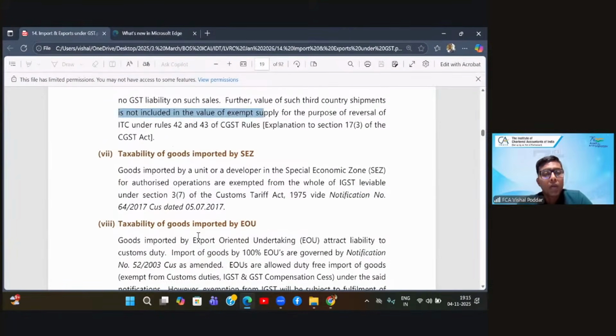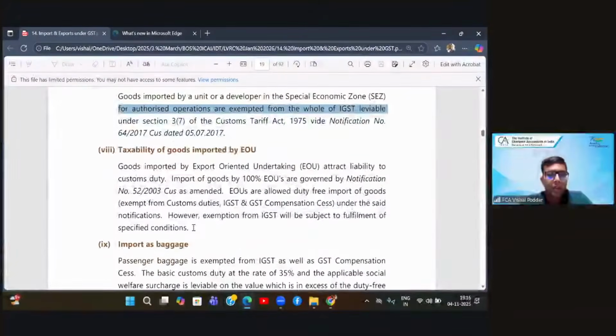Then, what will happen if SEZ is importing goods? Now, we all know that when SEZ exports goods, it is treated as export and it will be zero rated. But what if SEZ is importing goods? Here there is an old clarification in the customs law itself, which says that where goods are imported by a unit or developer of SEZ for their authorized operations, they will be exempted from the whole of IGST. Is this clear?